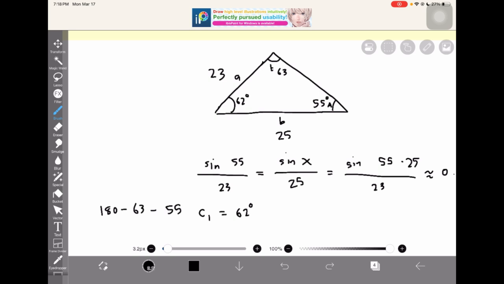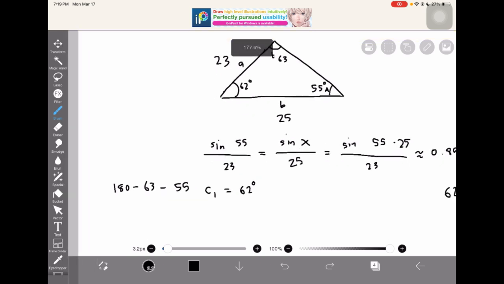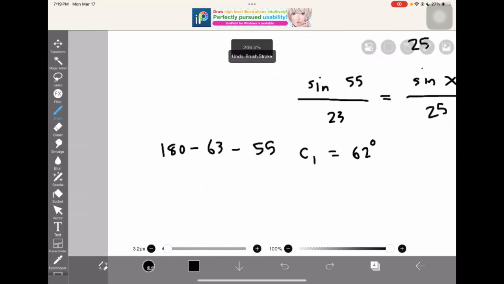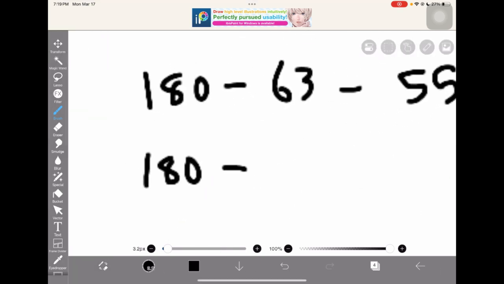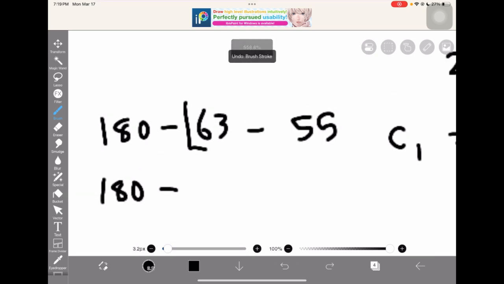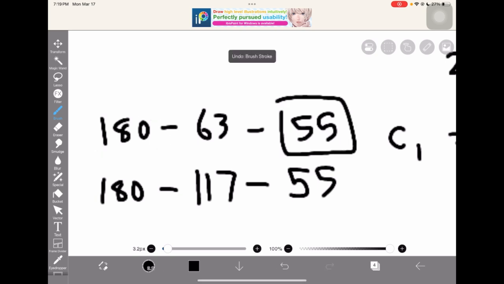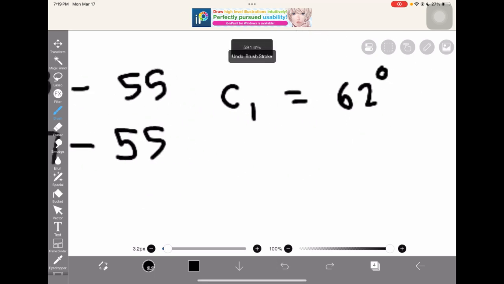Can we use that? Yeah, no, it's fine. So we have C1 is equal to 62 degrees by subtraction. But another thing that you can do is find the complement of this one, this angle B. So your angle A remains constant. So we can do 180 minus the complement of this one, which is just 180 minus 63. That's equal to 117 minus 55. These are the constants. Then you just need to find the other angle of this one for a supplement.